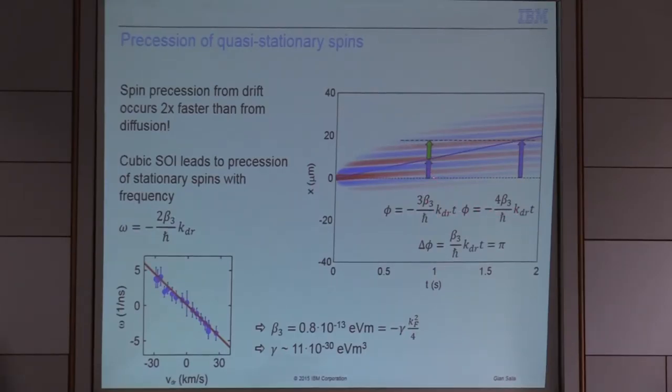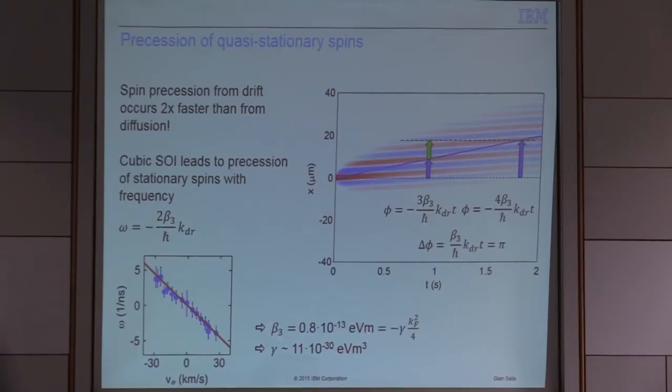If you have a spin that you observe at half of the time, that is at the same position, it has the same distance drifted as diffused, and the total precession is 2 times beta 3 from drift and only 1 times beta 3 from diffusion. So there is a difference of 1 times beta 3, and that leads to a precession frequency that is just given by beta 3 and by the drift momentum. So this is linear in drift, this is what we see experimentally, and from the slope we can directly determine the cubic spin orbit interaction.